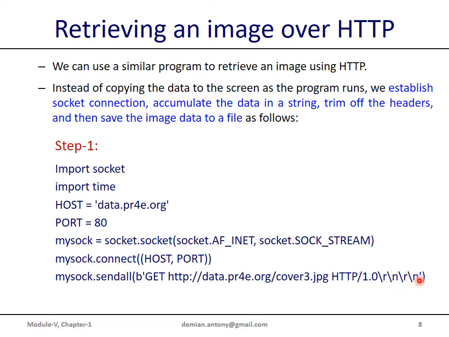We have not used .encode now. We are specifying that whatever this string is, it is binary. So automatically this string is considered as a binary byte string, and we are sending this GET command with all this information. Here, instead of a text file, we mention the JPG image that we want to access.